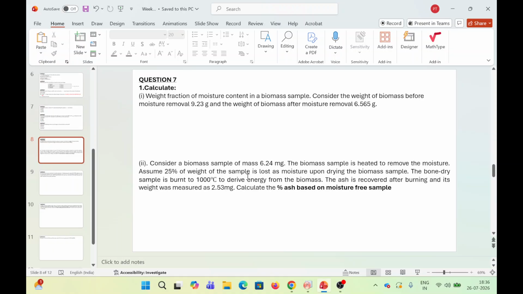So the first question is simple. Weight fraction of moisture content in a biomass sample. Consider the weight of biomass before the moisture removal to be 9.23 and weight of biomass after moisture removal as 6.565. Basically, when I say before moisture removal, I mean the weight of the sample as received.